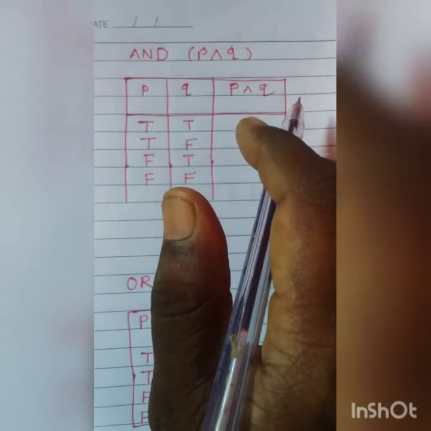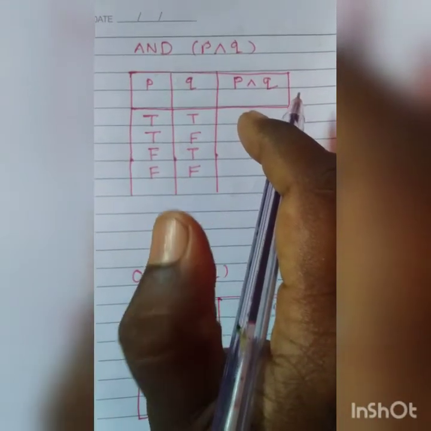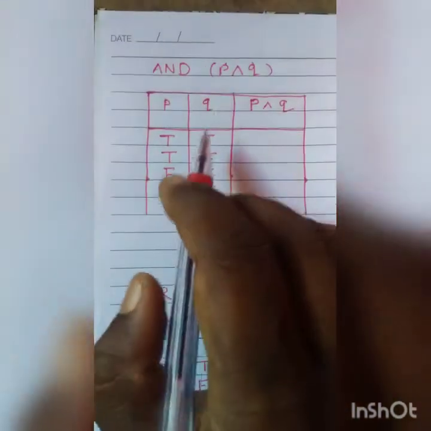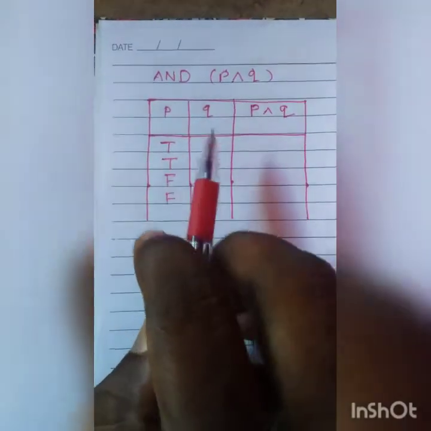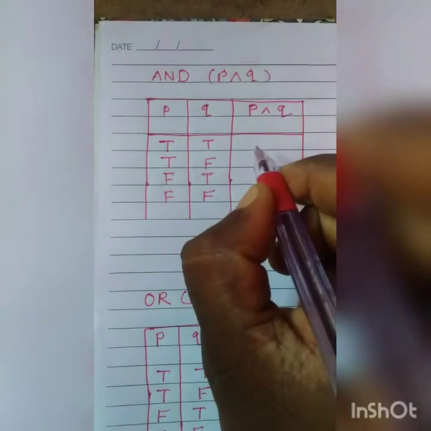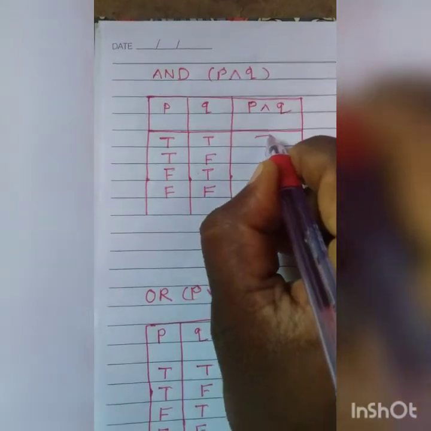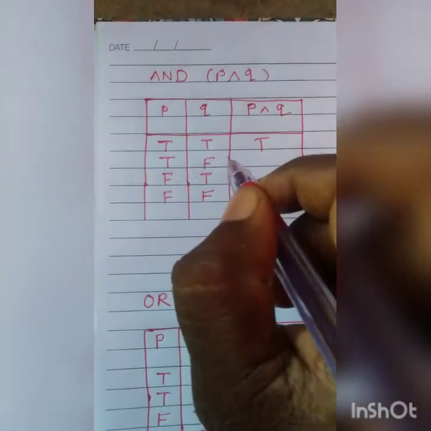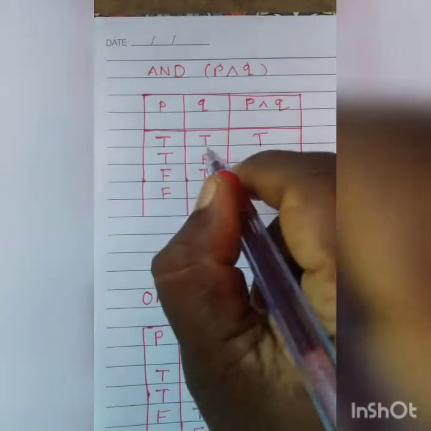Okay, first truth table is for and, that is conjunction. So I have constructed the table over here. If P is true, Q is true, then what is the meaning of the compound statement P and Q? That would be definitely true. That means the truth value of and is true if both are true.